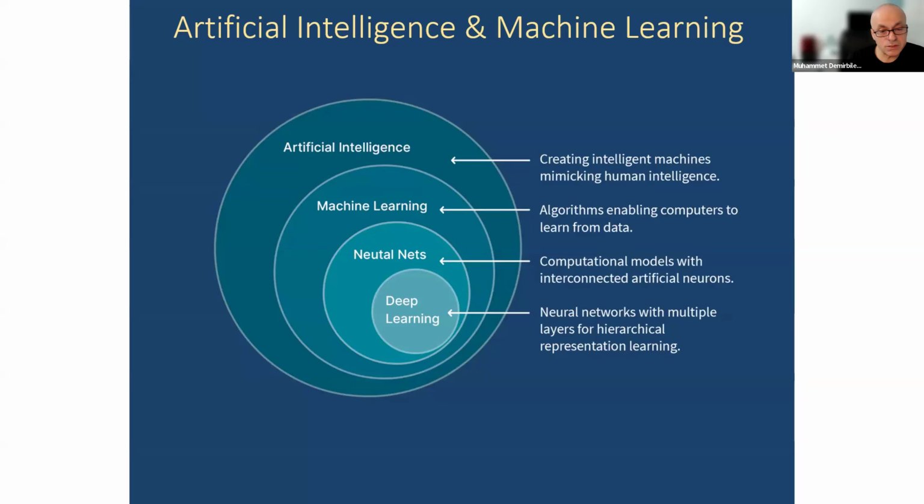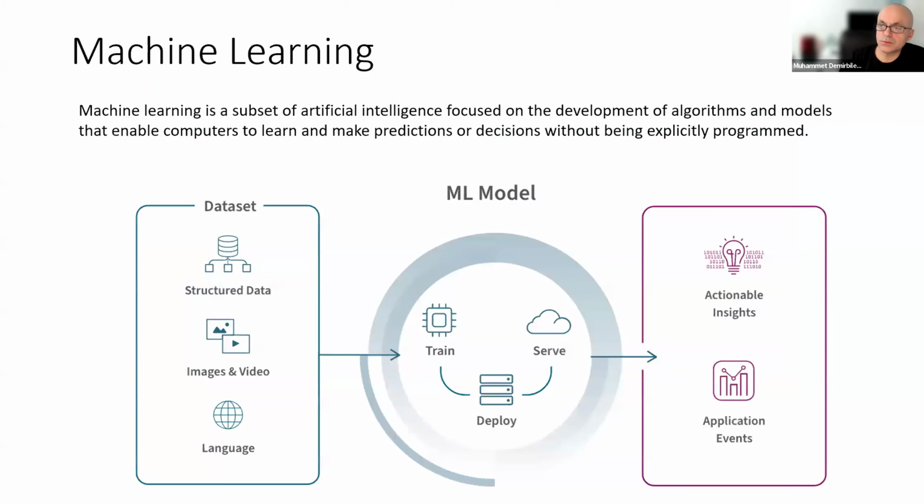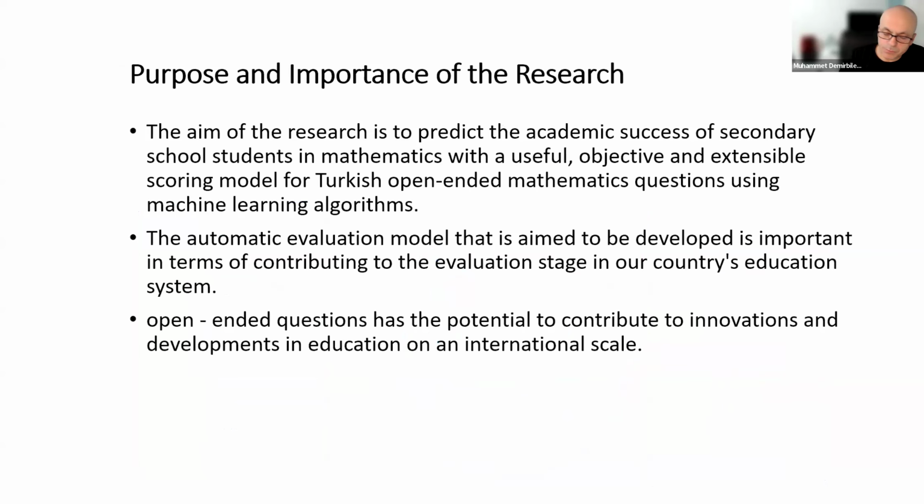So we use machine learning algorithms. Machine learning is a subset of artificial intelligence. The purpose of our research was to predict students' academic success in math in an objective way, using open-ended math questions in Turkish, and we employed machine learning algorithms to predict the students' math achievements with those open-ended questions.